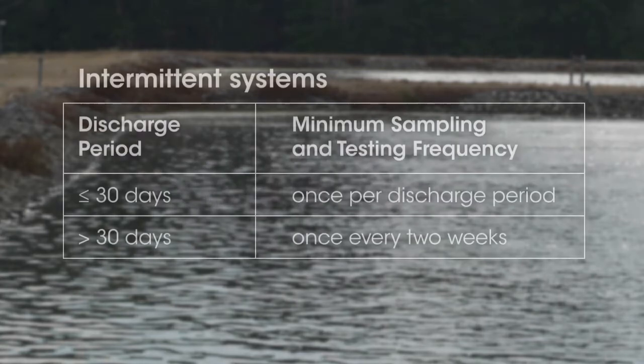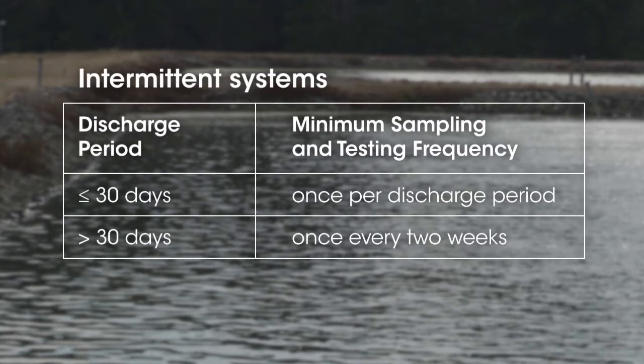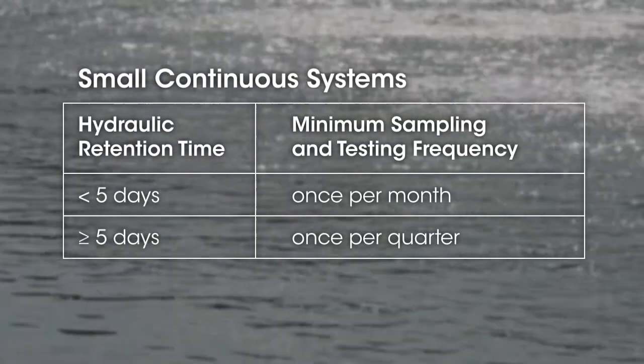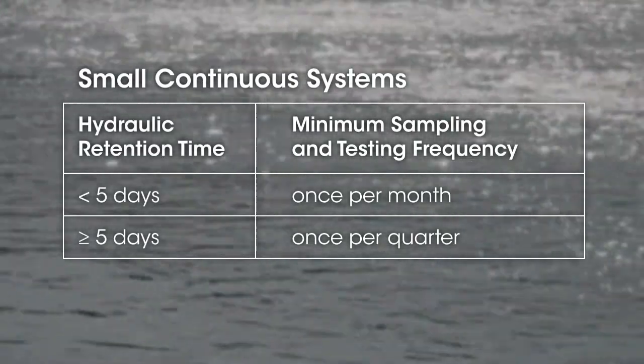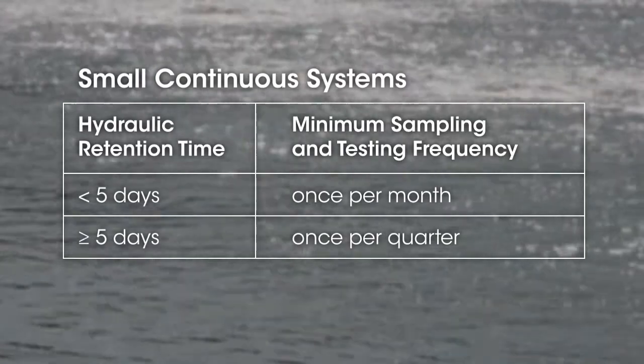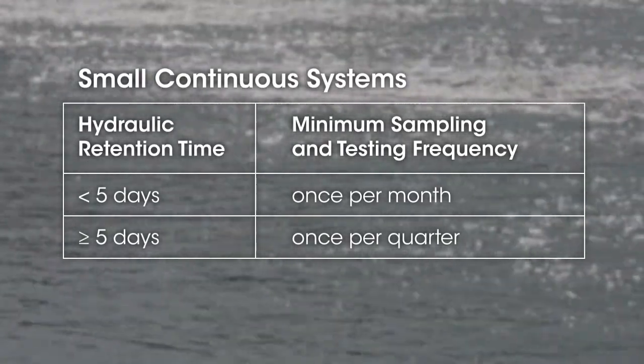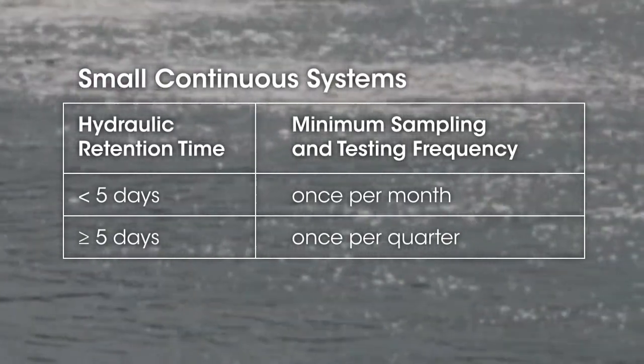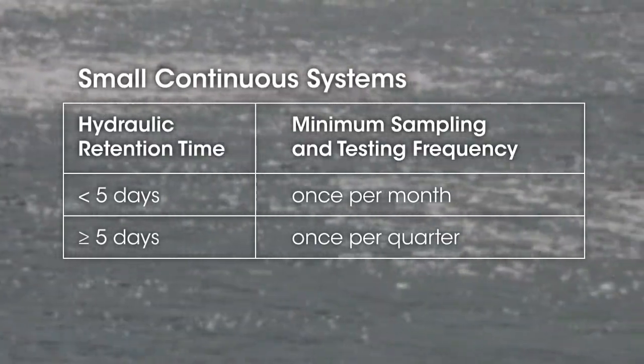In the case of intermittent systems that discharge for 30 days or less, samples must be collected and tested once per discharge period. For intermittent systems that discharge for more than 30 days, samples must be collected and tested every 2 weeks. For small continuously discharging systems, samples must be collected and tested every month. In the case of continuously discharging systems with a hydraulic retention time of 5 days or more, which are typically lagoons, the frequency is reduced to every quarter.